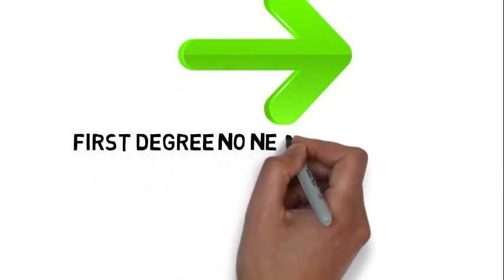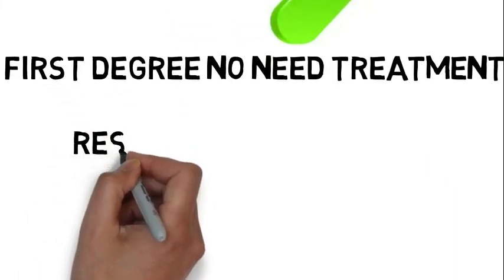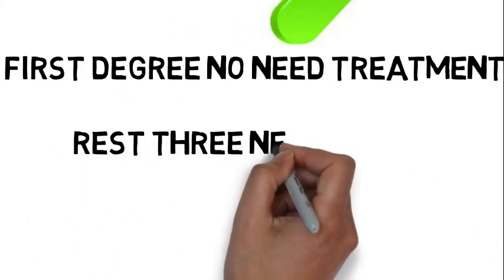How can we treat this? For the first degree, we need no treatment. But in the other three, that means second degree type 1 and 2, and third degree, we need the treatment of a pacemaker.